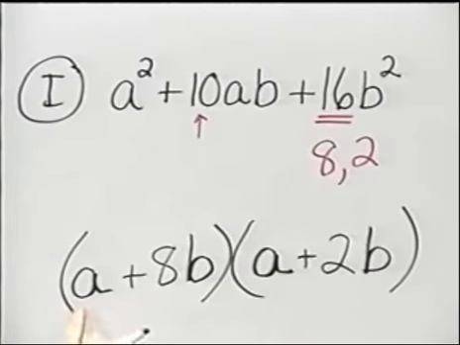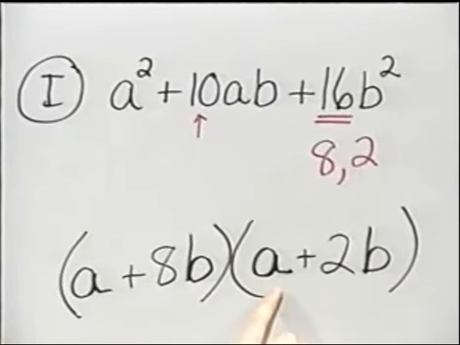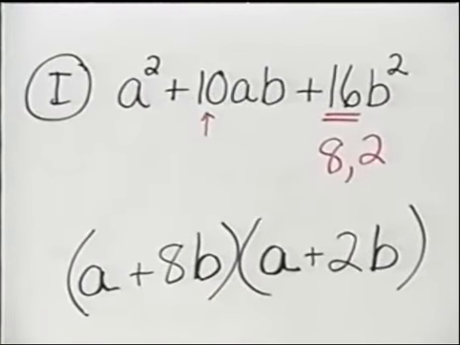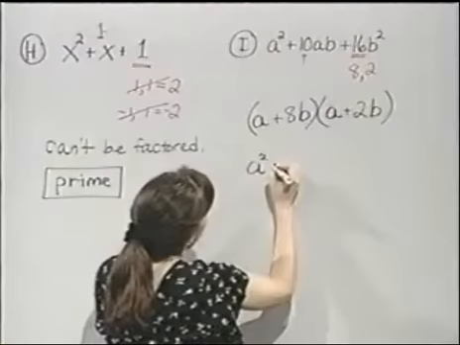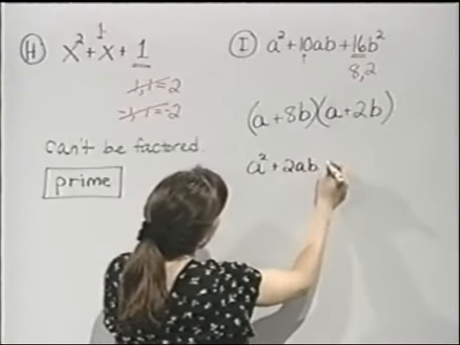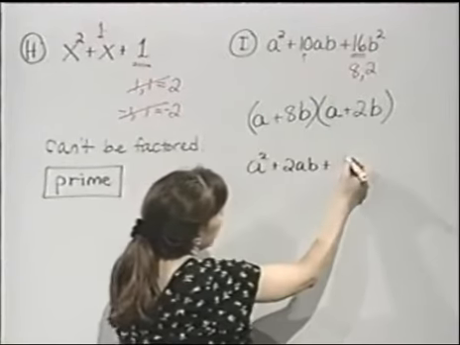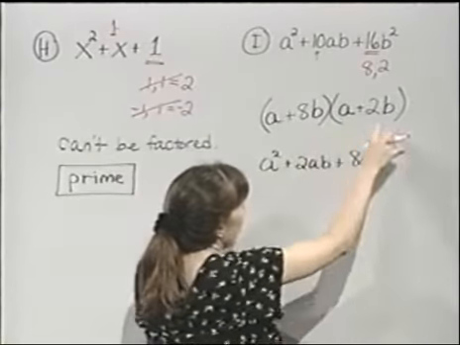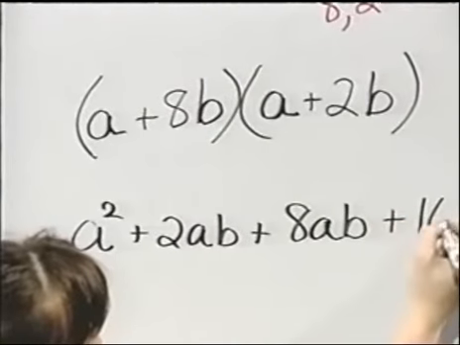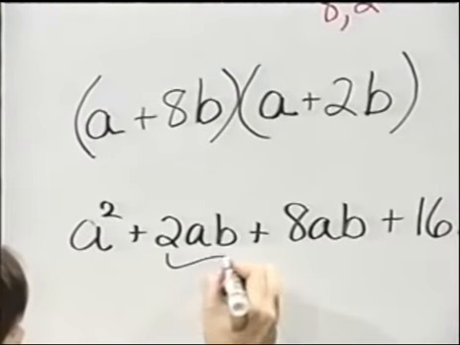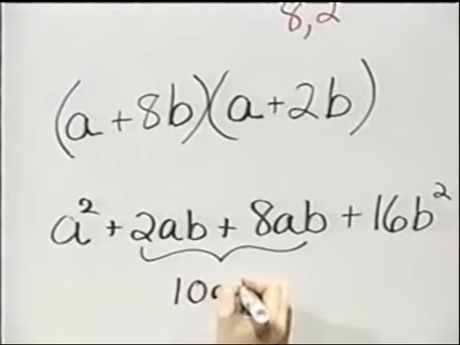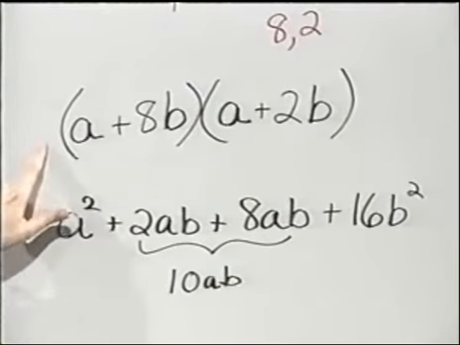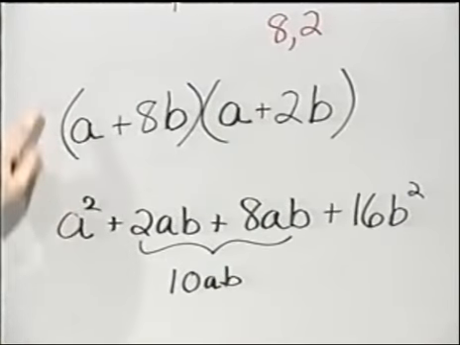And let's check it. A times a is a squared. So let me put that here, a squared. A times 2b is 2ab. 8b times a is 8ab, or 8ba. And 8b times 2b is 16b squared. And in fact, if you check it, 8ab and 2ab is 10ab, and this factorization does give you the correct polynomial.